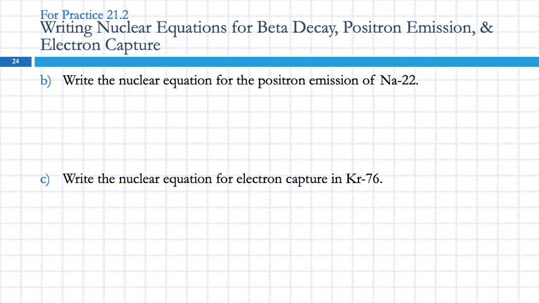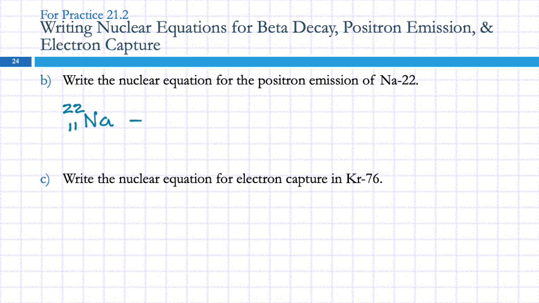Okay, let's do these. Nuclear equation for positron emission of Na-22 and electron capture in Kr-76. Okay, let's do these together. Sodium 22. So we got sodium 22. What's the atomic number? 11.